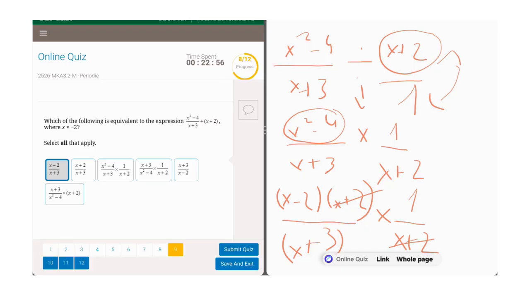And they also want to see what we're doing before we're cancelling and factoring. So we have x squared minus 4 over x plus 3 multiplied by 1 over x plus 2. That's an option. And then there's no other correct option. So that will be the answer.